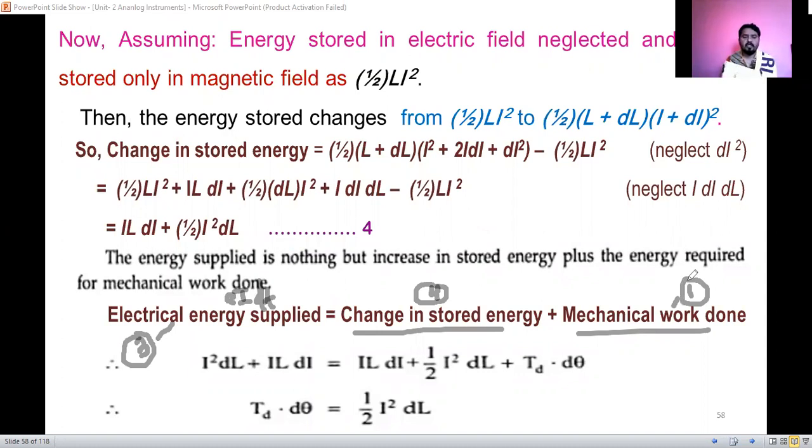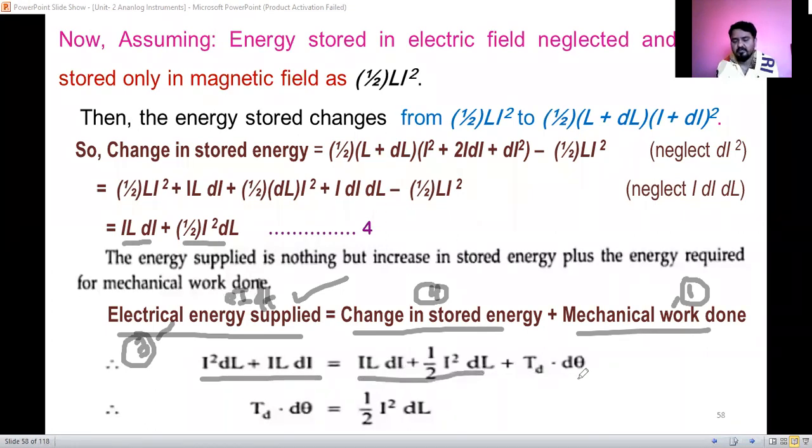Yes, sir. So combining equation number 3, the electrical energy supplied is equal to the summation of the change in stored energy plus the mechanical work done. Equation number 3 you write down here: I square dL plus IL dI, that is equation number 4. IL dI plus 1 by 2 I square dL.